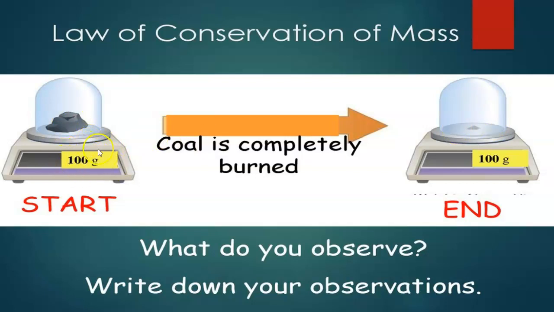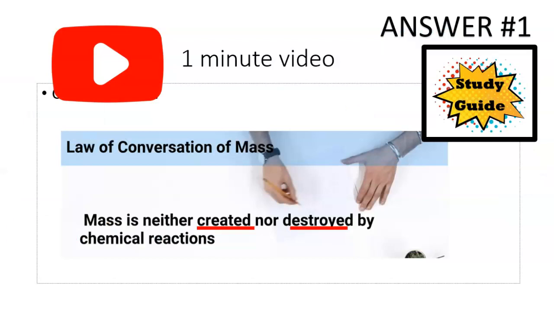But there's actually 100 milligrams of coal when we start, and there's 100 milligrams when we finish. So did the coal really disappear? Did it go away? The answer to that question is no. Mass, meaning matter, is neither created nor destroyed by chemical reactions. So whatever chemicals you start with, you always end up with, even if the properties are different and it's a new substance and it acts different or behaves or even looks different.